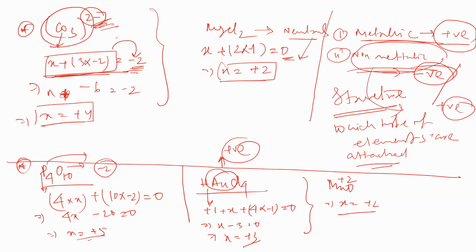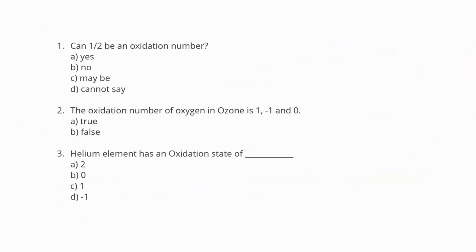And if you calculate more examples of oxidation number, it will be very easy for you to know how it is solved. Okay, so here I will discuss some MCQ questions, basically on the oxidation number. Is it possible that an oxidation number is plus half? Obviously possible. We have already seen an example.